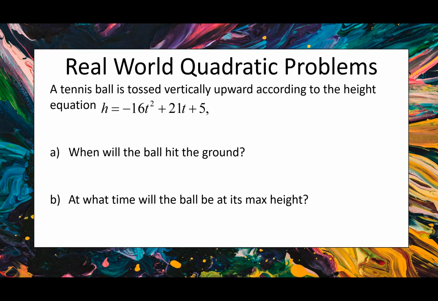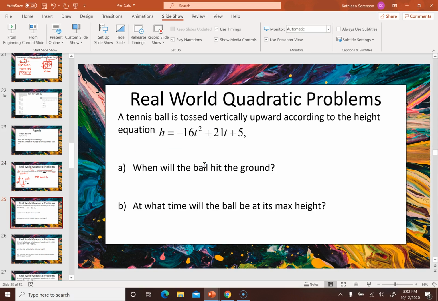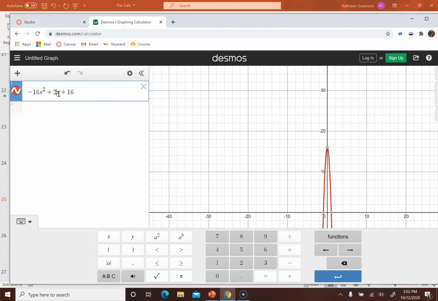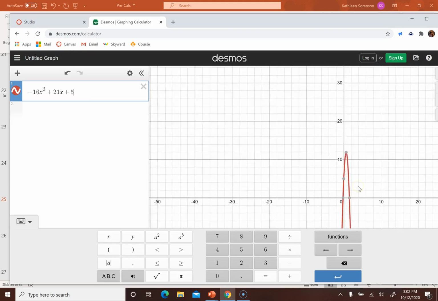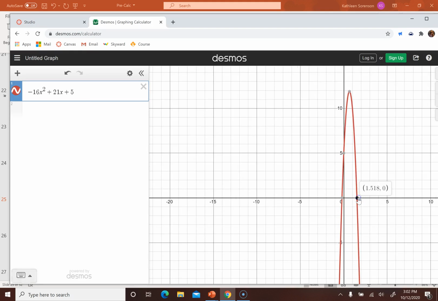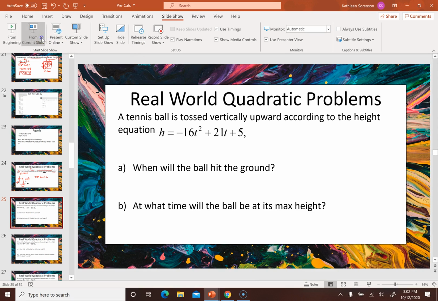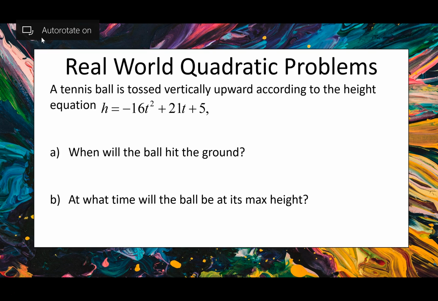Well, let's go back to Desmos, and we're just going to change that equation that we had. It's pretty close. All right, so here I go back to Desmos. I'm going to change this to a 21, and then I'm changing this to a 5. So when does the tennis ball hit the ground? Well, that's going to be right here, 1.518 seconds.